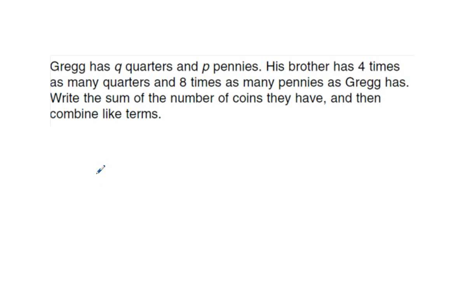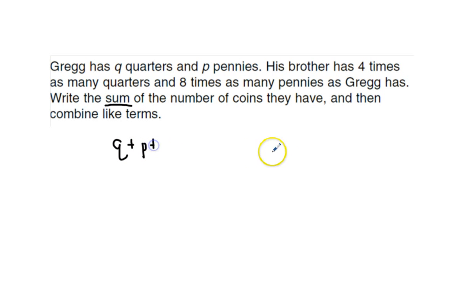This one says Greg has Q quarters and P pennies. His brother has 4 times as many quarters and 8 times as many pennies as Greg. Write the sum of the number of coins they have and then combine like terms. So right here I see the word sum, which means to add. So I'm going to add everything all together. So right now I have Greg has quarters plus he has pennies.